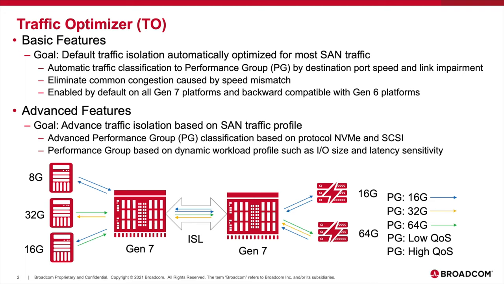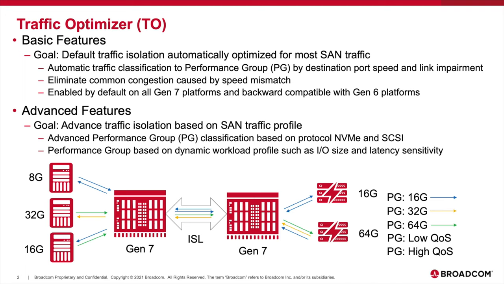With Traffic Optimizer, we are now able to dedicate sets of virtual channels, known as performance groups, to devices in the fabric based on destination port speeds. It helps solve one of the most common problems in the data center, resource starvation caused by device speed mismatching. This is one of the lead causes of congestion in the SAN today, mostly due to the various generations of technology that are present in the data center, and even more so as higher speeds are introduced.